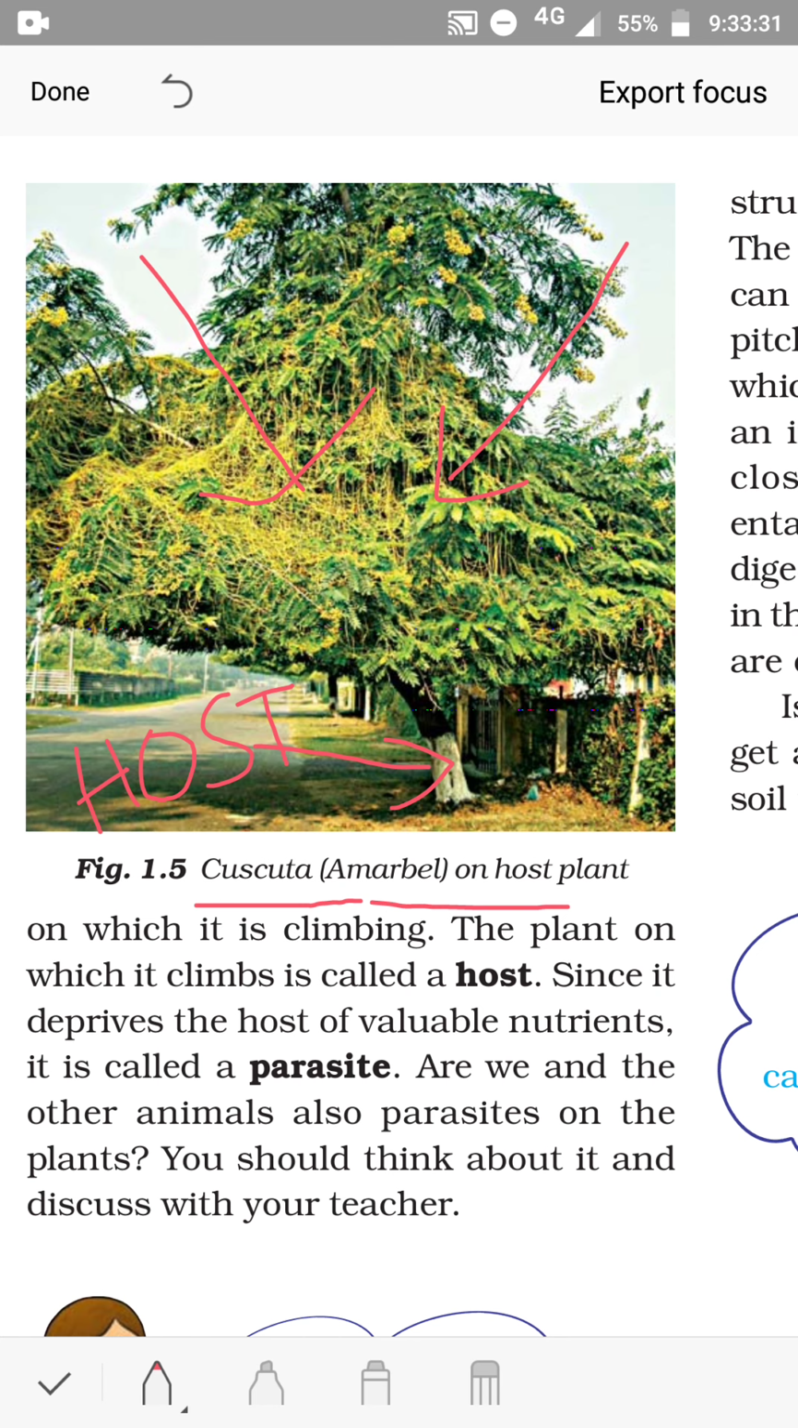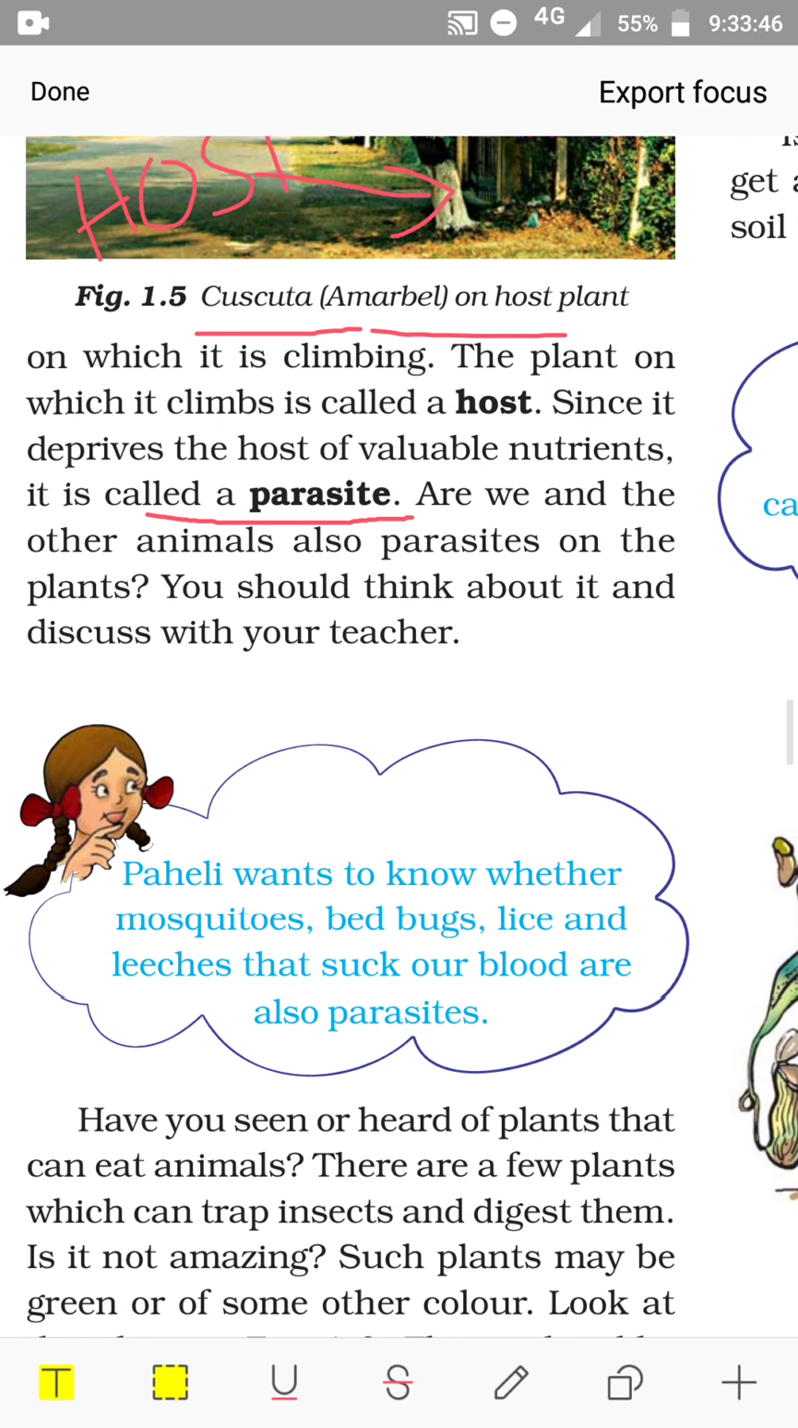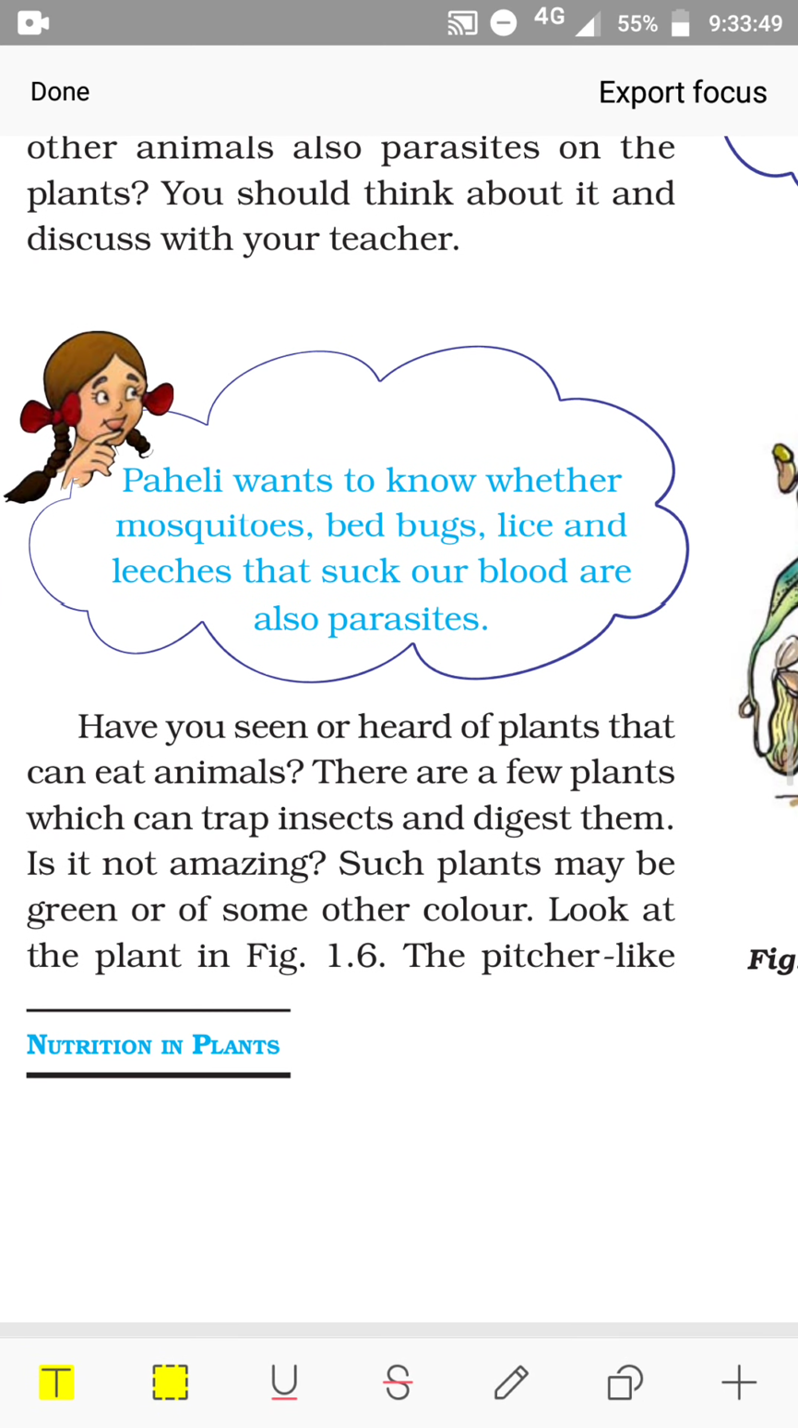So this is an example of a parasite. It is a parasitic plant. They show the mode of nutrition that is parasitic mode of nutrition. Cuscuta or amarbel is the example of it. So it is a heterotrophic mode of nutrition, one of these which we have seen now.